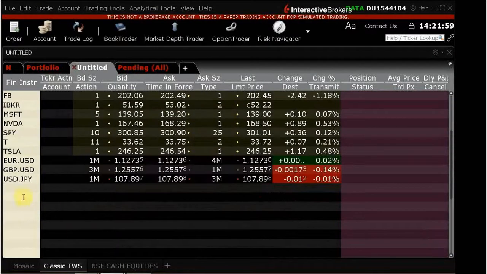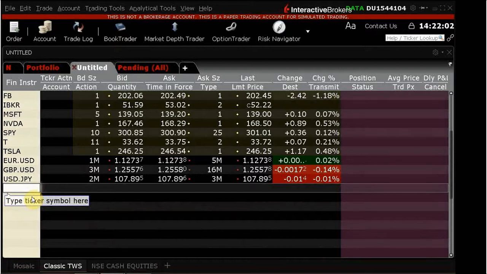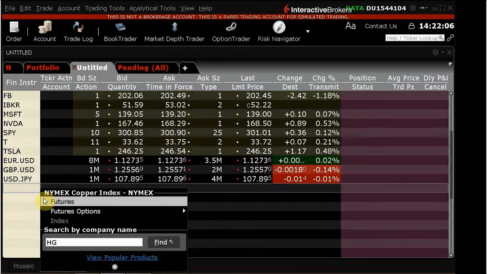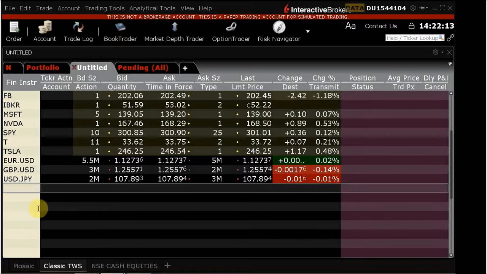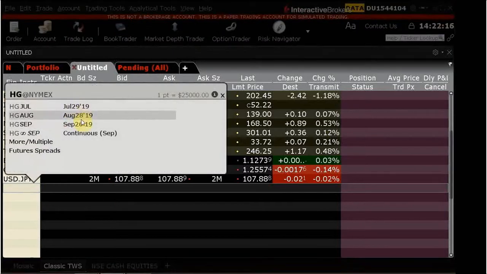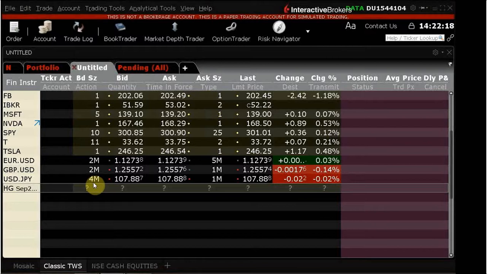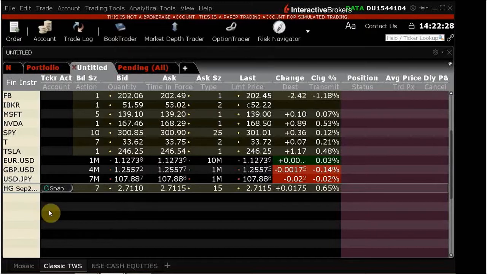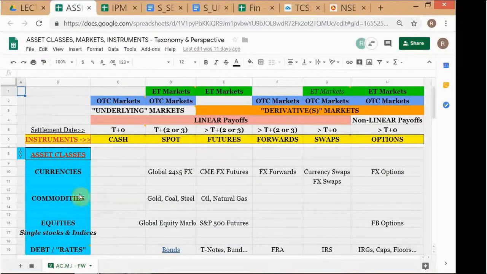Okay, and then if I try to put in other stuff, so if I put in this, this is the NYMEX copper futures. Let me look at September. You see September copper is basically $2.71 per pound. So where does this instrument go? These are copper futures, so this goes in commodities.